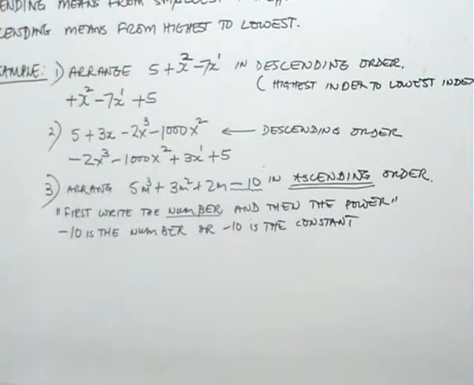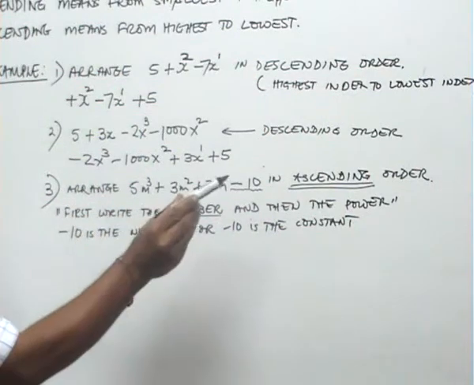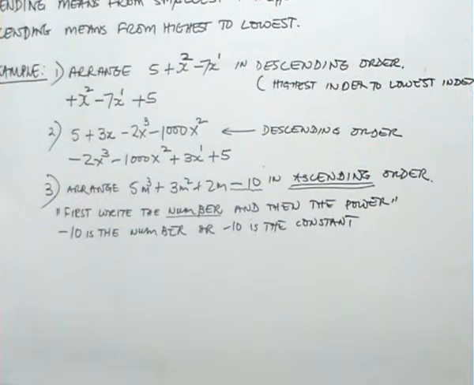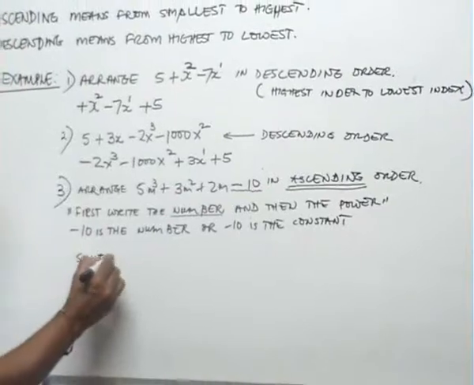Right, now let's see. So, if we want to arrange something in ascending order, first we're going to write down the number. So what is the number? The number is minus 10. So there's the solution or the answer.